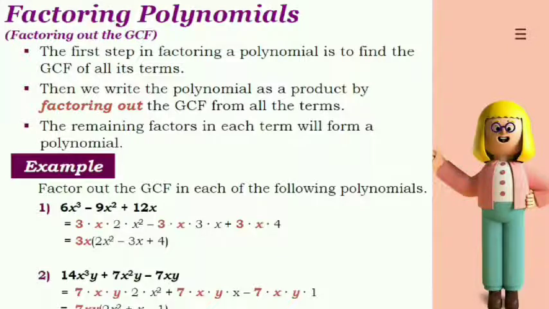For example, let us factor out the GCF in each of the following polynomials. 6x cubed minus 9x squared plus 12x. So 3 times x times 2x squared minus 3 times x times 3x plus 3 times x times 4. So that will be 3x, open parenthesis, 2x squared minus 3x plus 4, close parenthesis.